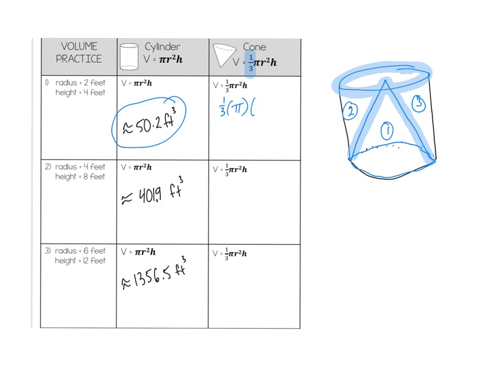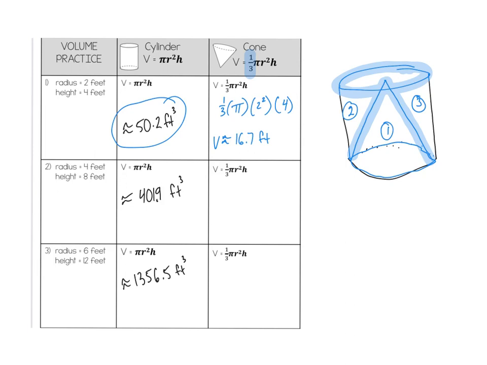We have pi, we have our radius is 2 squared, and then we have our height of 4. And so again, as we work this out, our volume is going to be a total of 16.7 feet. And again, they wanted us to round to the nearest tenth, right? So we have some rounding to do there. And again, you can say this is approximately because we're using pi as 3.14 instead of the full-on symbol.